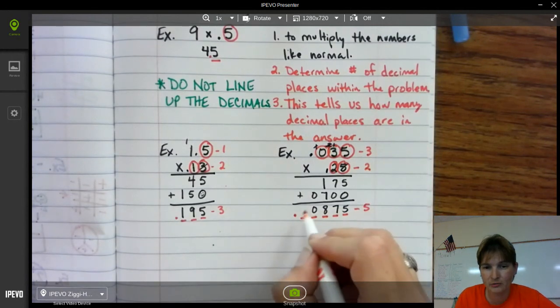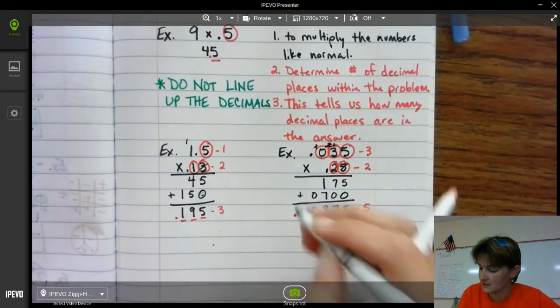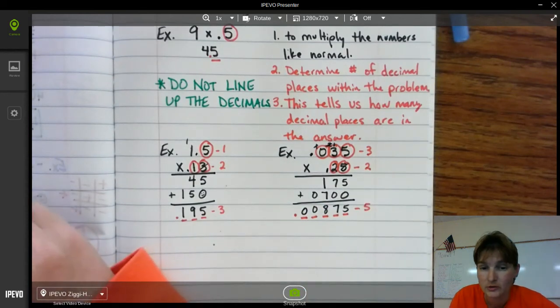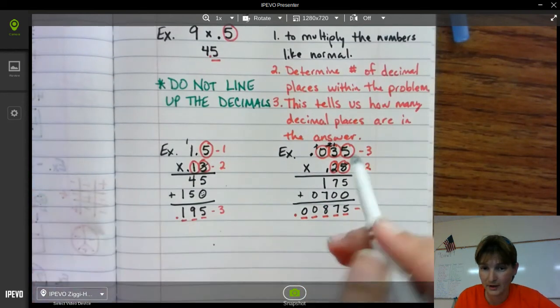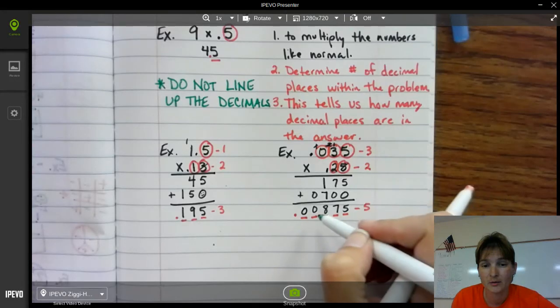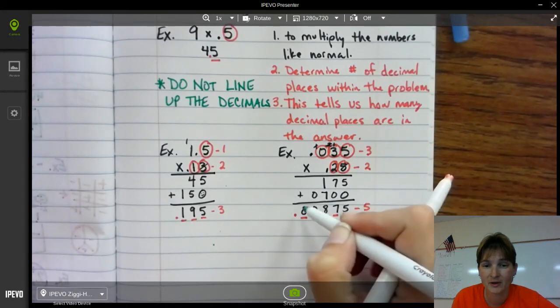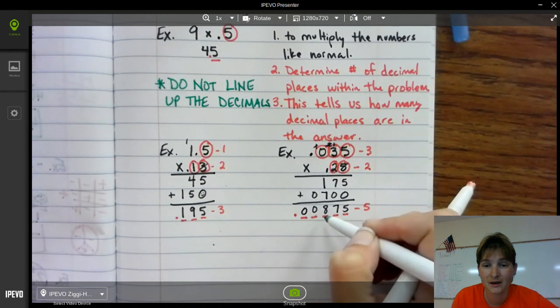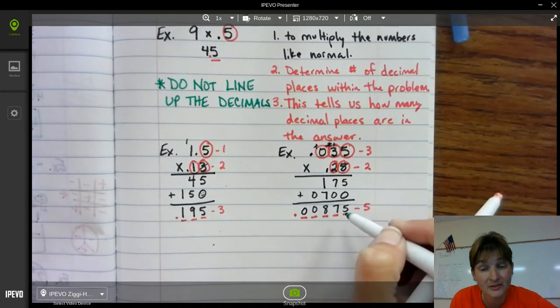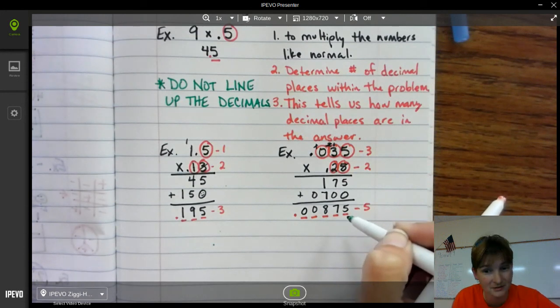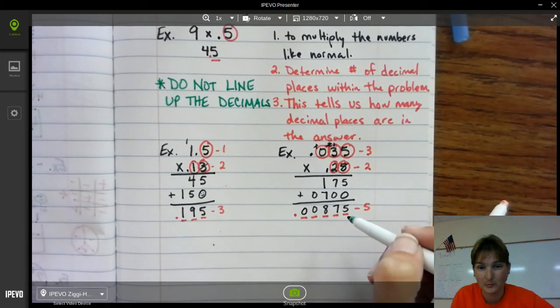What would I do in this situation that I don't have any number here? You would put a 0. Zeros are always good for your place value holders. So the answer to this example problem is 0.00875. We have tenths, hundredths, thousandths, ten-thousandths, hundred-thousandths. So the answer is actually 875 hundred thousandths. Mouthful. All right.